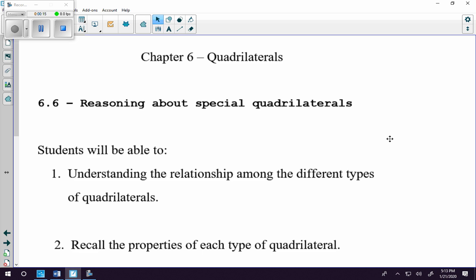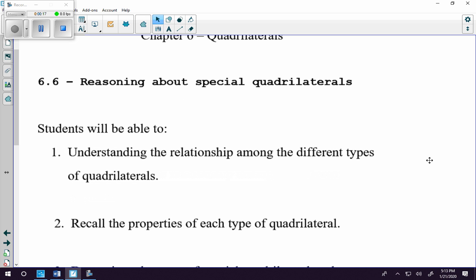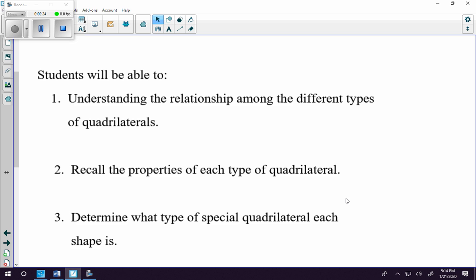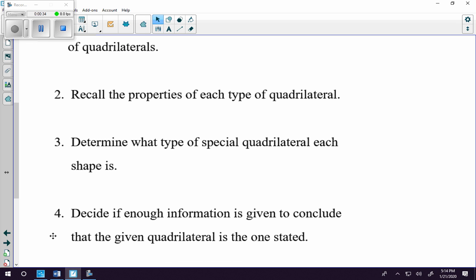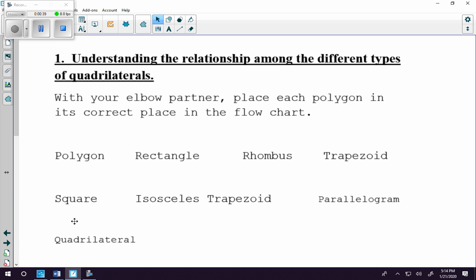Okay, if we take a look at the objectives, Objective 1 is recalling the relationship among the different types of quadrilaterals. That's just review. The second objective is also review, recall the properties of each type of quadrilateral. Third, we're going to determine what type of special quadrilateral each shape is. And then fourth objective, decide if enough information is given to conclude that the given quadrilateral is the one stated.